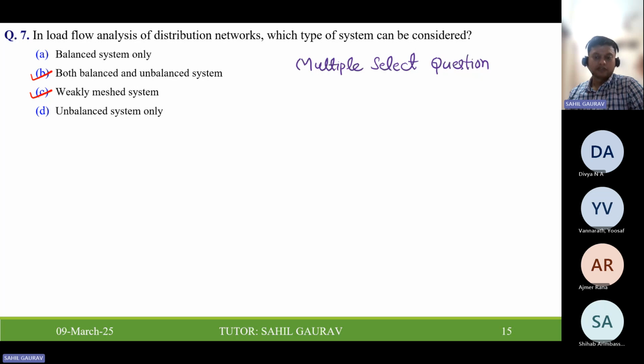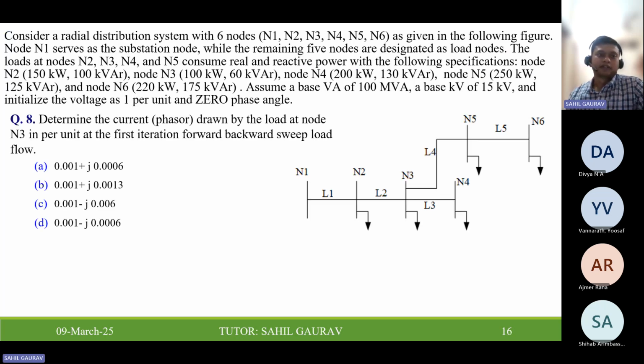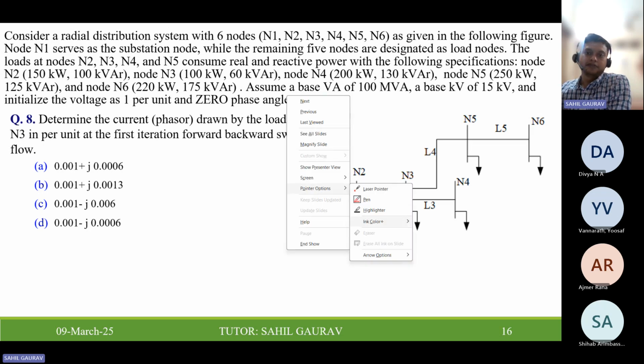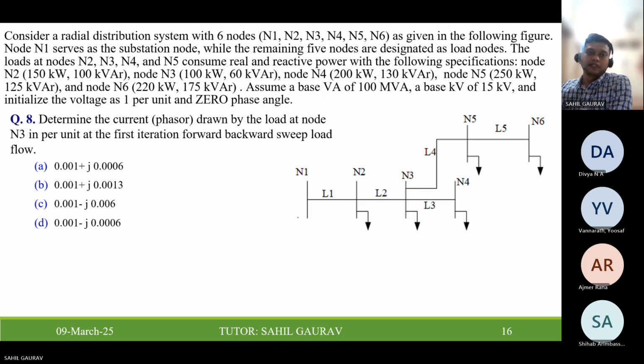So this is for all the theoretical type problems. Now come to problems 8, 9, 10. That is similar to your current assignment also. So here we are given a radial distribution system with 6 nodes N1, N2, N3, N4, N5, N6 as given in the following figure. Node N1 serves as the substation node while the remaining 5 nodes are designated as load nodes. So we know that this first node we generally take as the substation node.